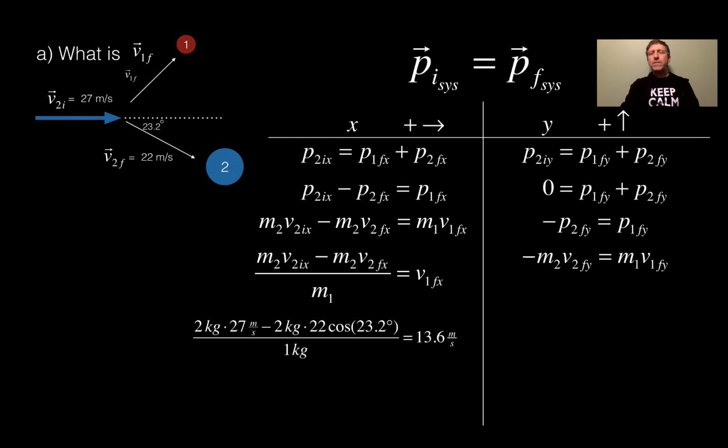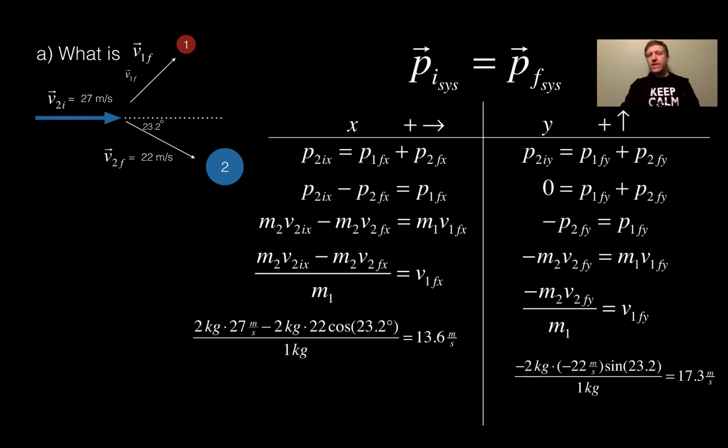Notice they're going to be opposites of each other. We can see that they both initially had zero momentum in the Y direction. So finally they have to have zero momentum in the Y direction. Thus, they must have opposite momenta. So let's go ahead and solve for V1 final Y. We get negative M2 V2 final Y over M1. Do some plugging and chugging here.